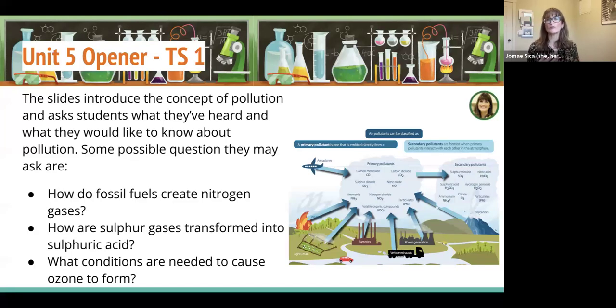But again, with the unit opener, our goal is for students to write some questions that help drive the unit and that will be answered as they go through their learning in the unit. So I just put some example questions down here that students may generate. So how do fossil fuels create nitrogen gases? How are sulfur gases transformed into sulfuric acid? What conditions are needed for ozone to form?